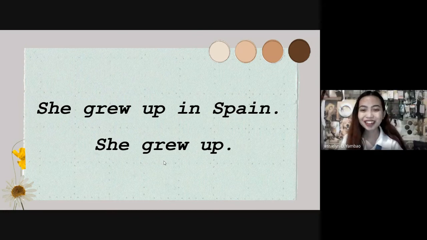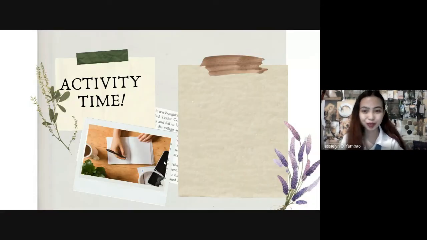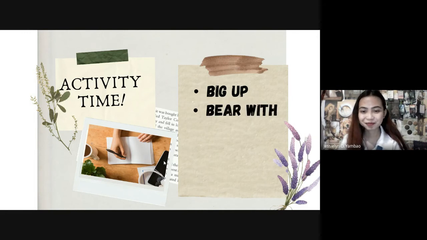Okay, for better understanding, let's try to do this activity I prepared for you. I have here a list of multi-word verbs and you will construct a sentence using them. Let me take the first one. Big up. He bigs himself up all the time. Again, big up. He bigs himself up all the time. Number two, Ricky.